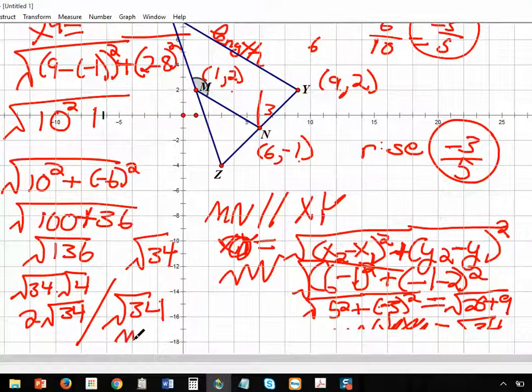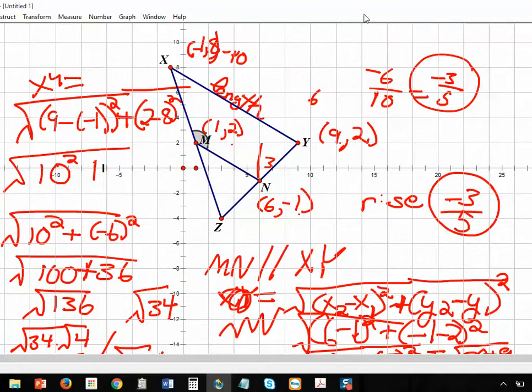This was MN, this was XY. What this shows is that the length of MN is equal to 1/2 the length of XY. So what did we find out about our midsegment? We found out 2 things. MN is parallel to XY, so midsegments are parallel to one side of the triangle, and the length of the midsegment is half the length of that side that it's parallel to. That's true for every midsegment.